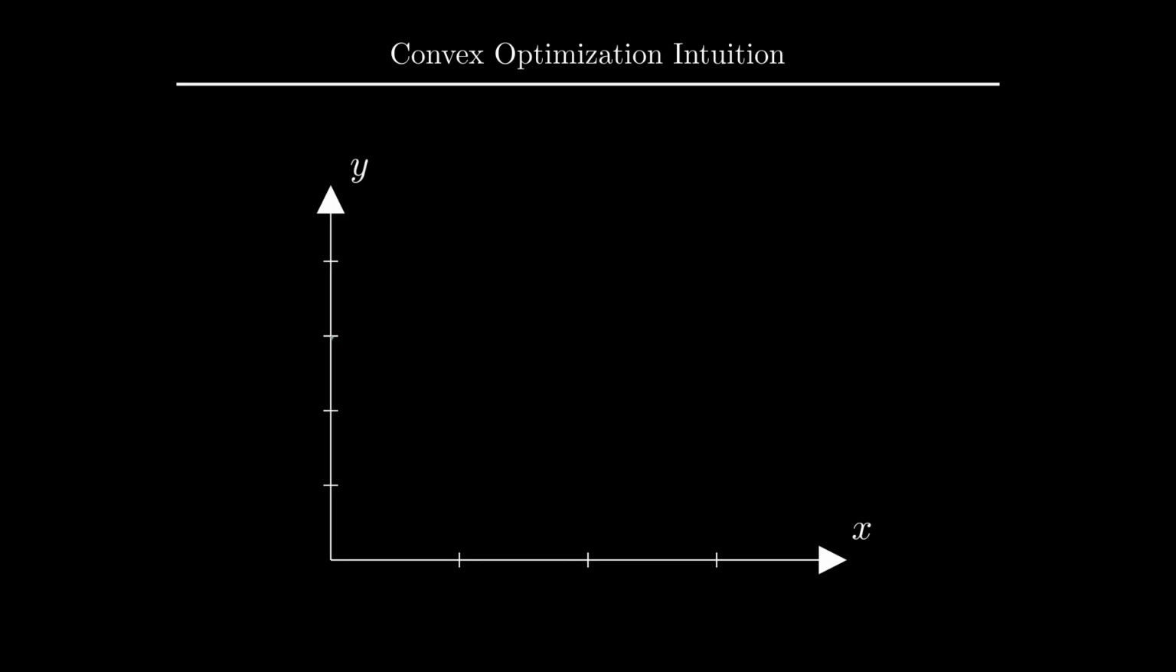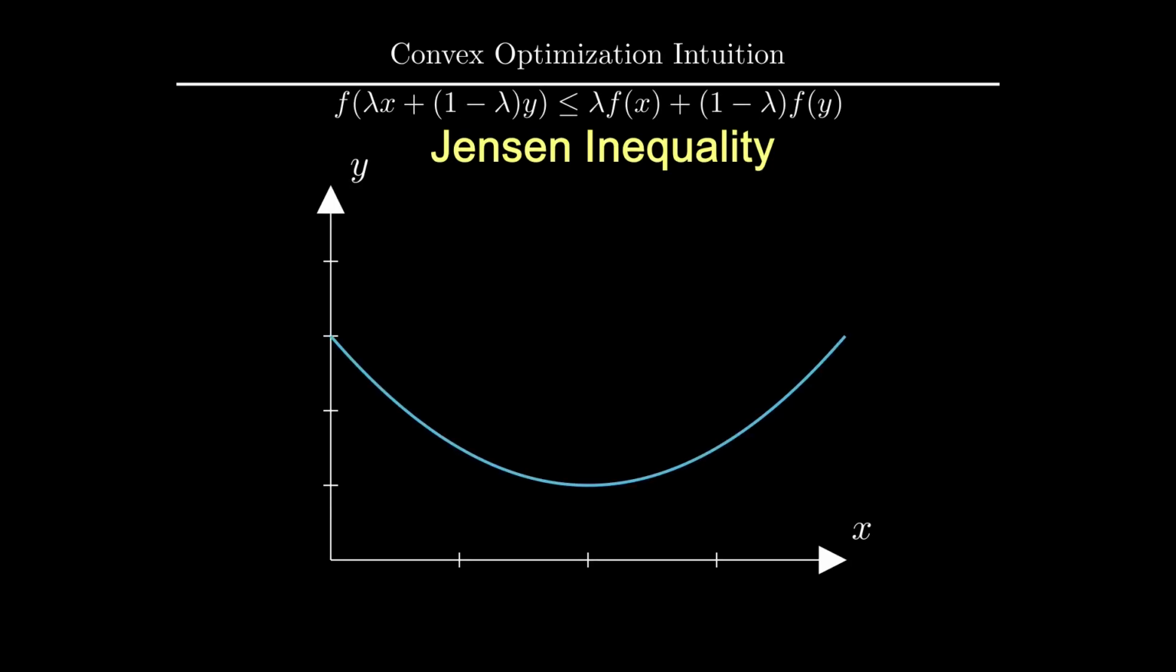For convex functions, we have a powerful tool called Jensen's inequality. It states, the function of the average is less than or equal to the average of the function. Let's visualize this. Pick 2 points on the curve, x and y, and draw a chord connecting them. Pick a point in the middle.